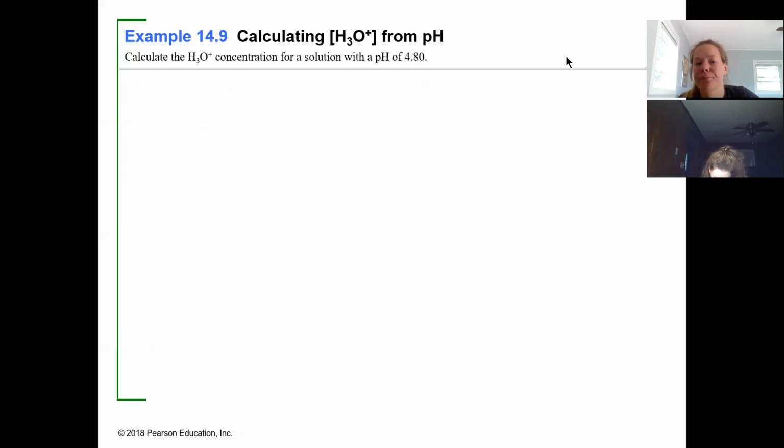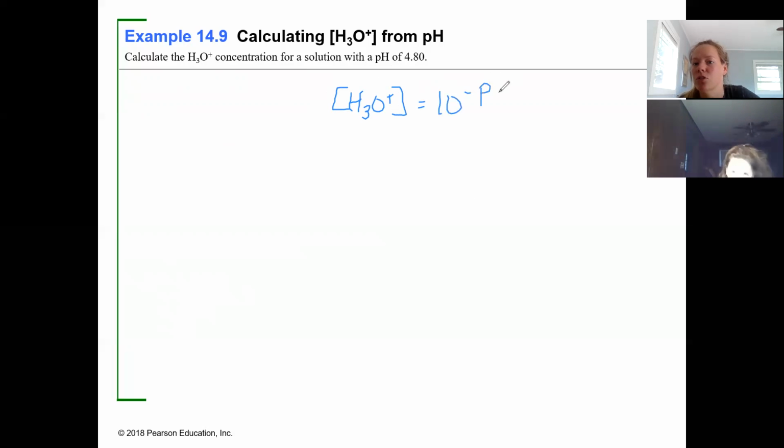Let's go the other way. Okay, I want you to calculate the H3O plus concentration for the solution when the pH is 4.8. A lot of times I see students using the wrong equation in the wrong direction. So make sure you've got all that covered up for your little square. In this one, we want to use the other equation, which says that the H3O plus concentration is equal to 10 to the negative pH. I'll give you a minute for that.